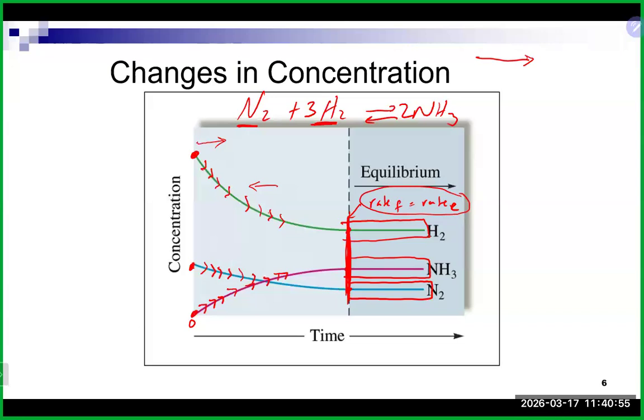And you can see they're able to maintain those concentrations indefinitely, as long as you don't do anything to screw it up. They will be able to maintain those concentrations along the way. Any questions, all out there?